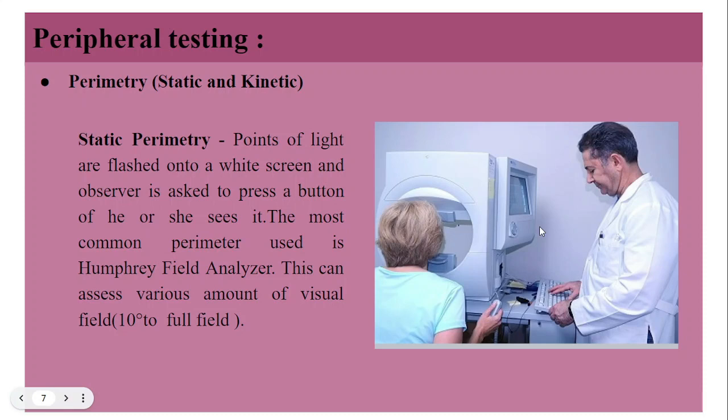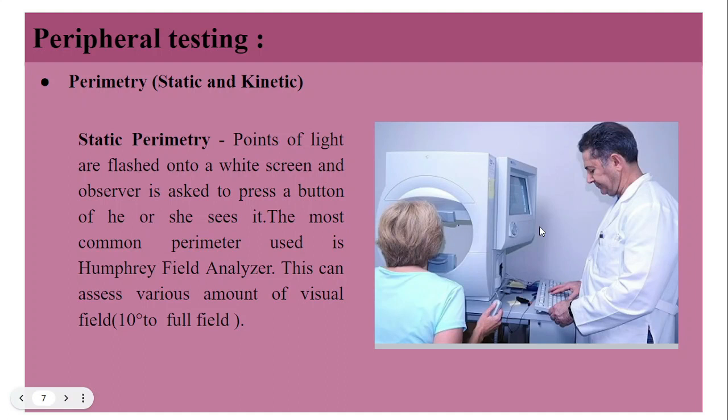There are two types of perimetry, static and kinetic. Static perimetry involves presenting stationary stimuli of different intensity and size at fixed locations in the visual field. The most common type of static perimetry is automated perimetry, which uses computerized systems such as the Humphrey field analyzer to present stimuli and record the patient's responses. This type of testing can assess various amounts of visual field, ranging from 10 degrees to the full field.